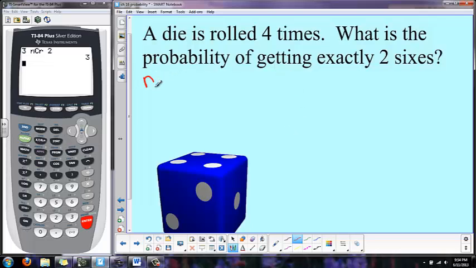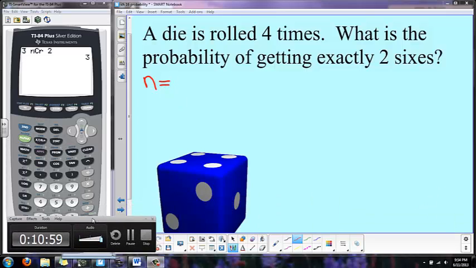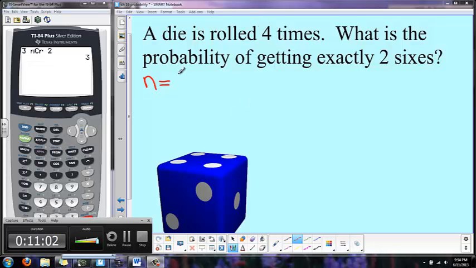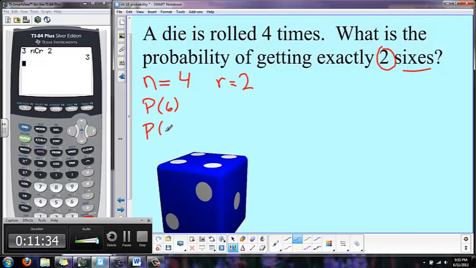What is our n in this case? What is the total number of trials that we have? In this case, our n, our total number of trials is 4 because we're rolling the dice 4 times. What is our r? Well, what is the probability of getting exactly 2 6s? So we're looking to roll a 6, 2 times. So this is our r right here, 2. So we're rolling 4 times, but we want to get a 6 twice. Then I want the probability of success, which in this case is the probability of getting a 6, and the probability of failure, or not getting a 6.